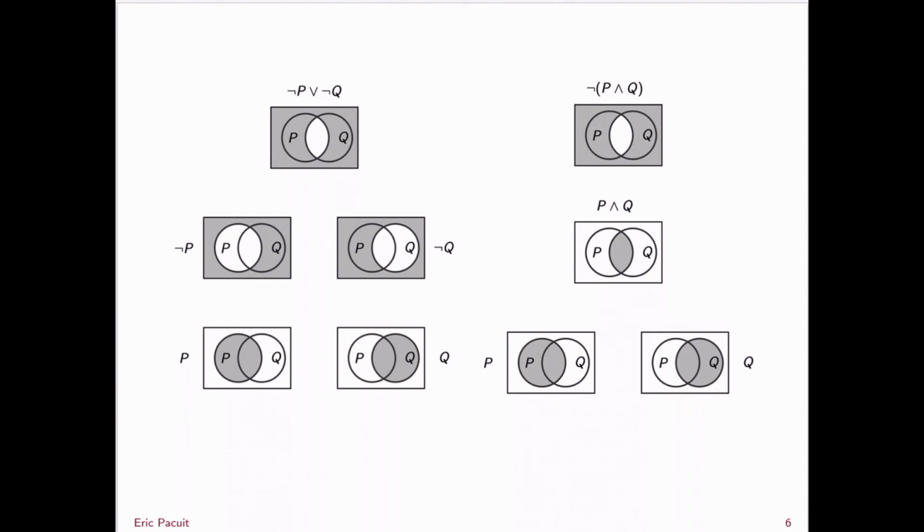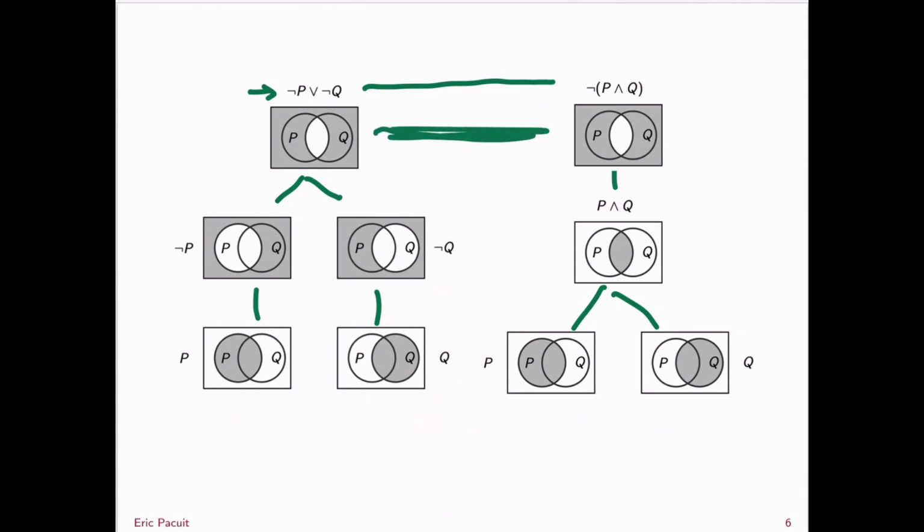So when we put these two constructions right next to each other, so here's the construction to form the shaded region for this formula right here, for not P or not Q, and here's the construction for the formula not (P and Q). We can quickly see visually that these two formulas must express the same proposition, meaning that they must be true in exactly the same situations, because you end up shading exactly the same regions of the Venn diagram corresponding to these two formulas.